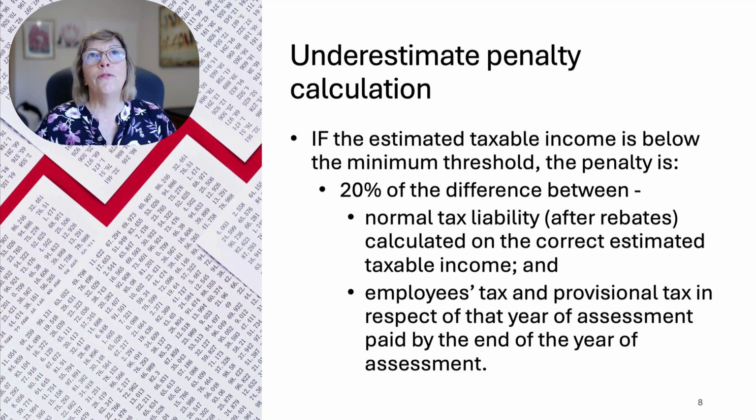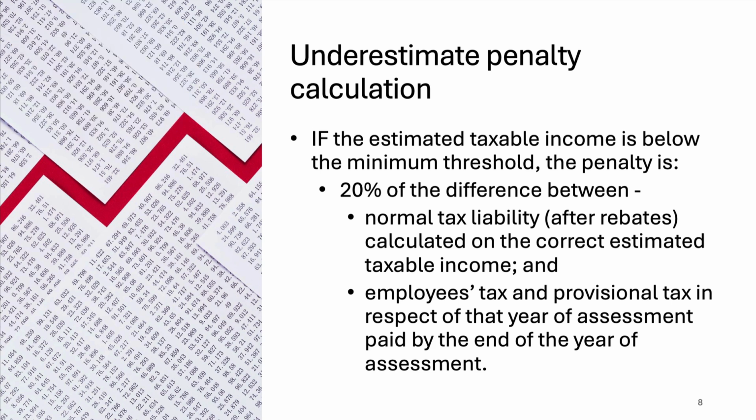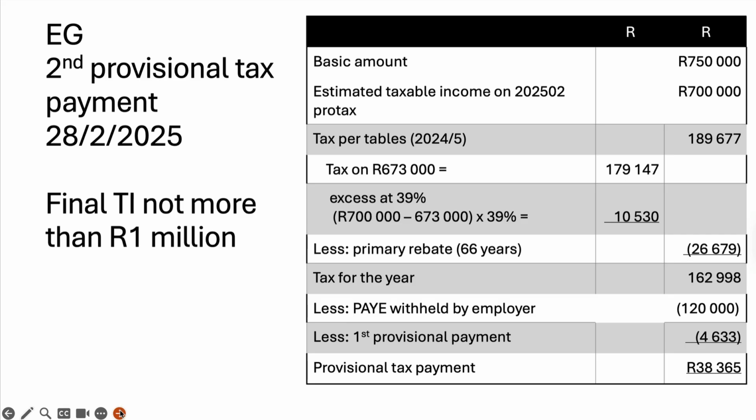All right, but if you've underestimated and you're a purely provisional taxpayer and you don't pay any employees tax, then it would be that you've not paid enough by the end of the year of assessment, and that's really where that underestimate penalty or underpayment penalty comes in. So it's 20% on the difference between what should you have paid if you had used the right estimates and what have you actually paid based on your estimates.